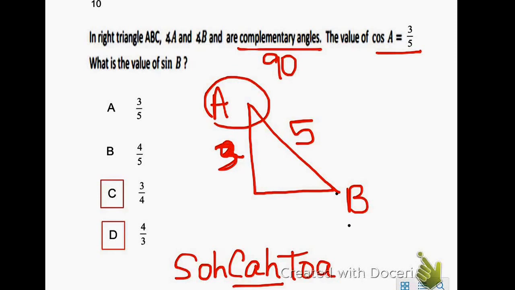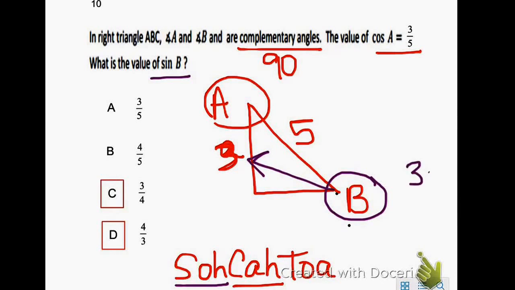Okay? The question wants me to find what is the value of sine B. So in order to find sine B, B needs to become my reference angle. Sine is opposite over hypotenuse. So across the angle from B would be 3. So that would be my opposite. And my hypotenuse remains 5. Therefore, my answer choice would be A.